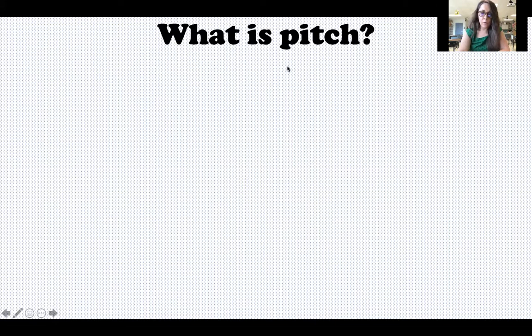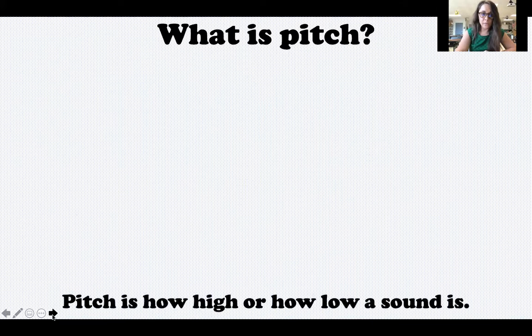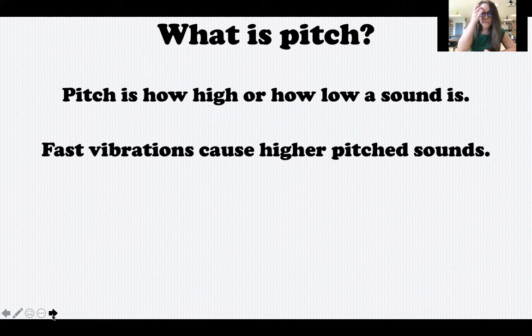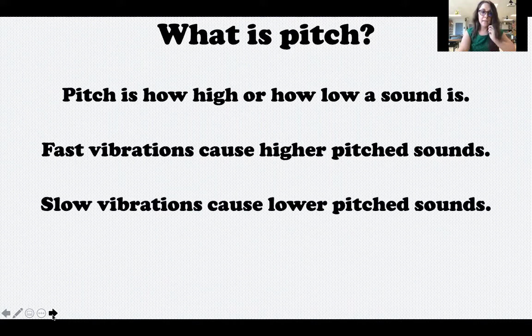So let's talk about another word that has to do with sound energy, which is the word pitch. Hopefully you remember from last year or maybe from music class that pitch is a word that describes how high or how low a sound is. It doesn't mean loud or quiet. That's another sound word called volume. Pitch is how high or how low a sound is. Fast vibrations cause higher pitched sounds. Slow vibrations cause lower pitched sounds.